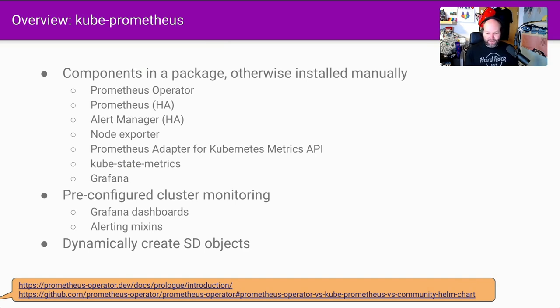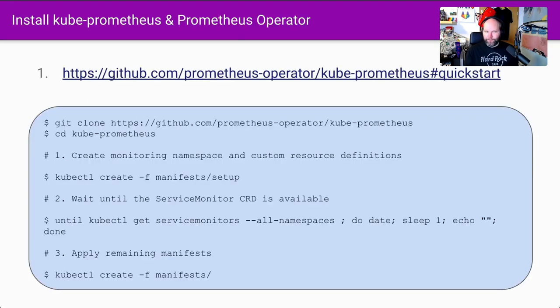In addition to that, Kube Prometheus allows us to dynamically create service discovery objects, which is helpful for deploying our own applications and dynamically adding the application endpoints or the target endpoints for application metrics, for example.